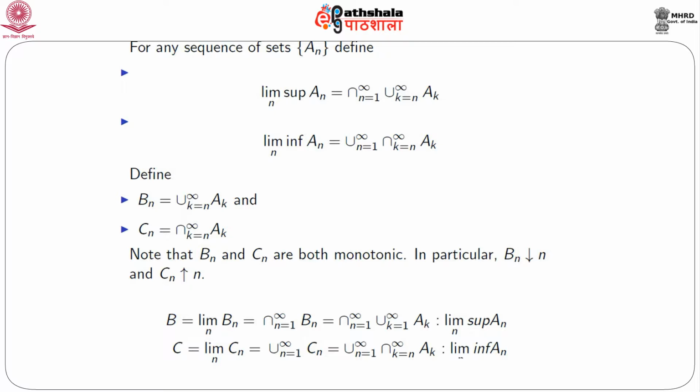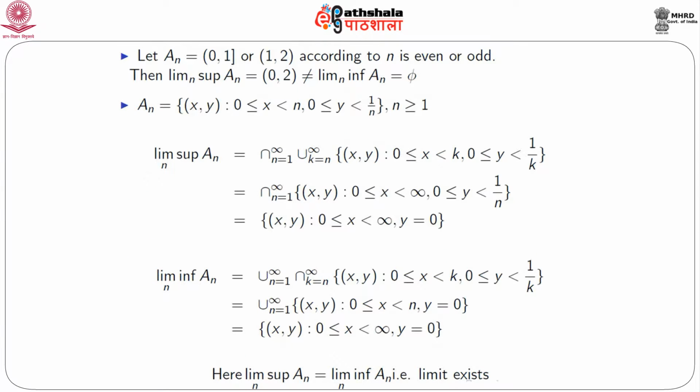This is nothing but lim sup of A_n, and C is the limit of C_n, and we can see that C_n is monotonically increasing. So, its limit will lie in its union, and this is nothing but lim inf of A_n. Thus, we have defined the lim superior of a sequence of events, I should say sets, and then we have lim inf of a sequence of sets A_n. So, we call them lim sup and lim inf. Now, we will try to find lim sup and lim inf for a number of cases.